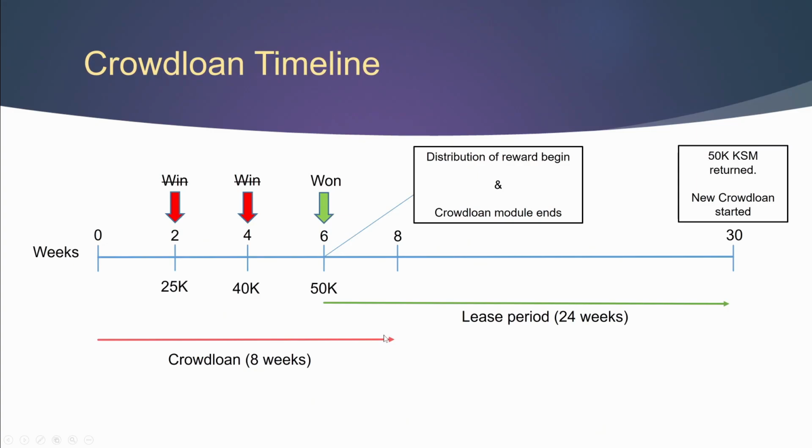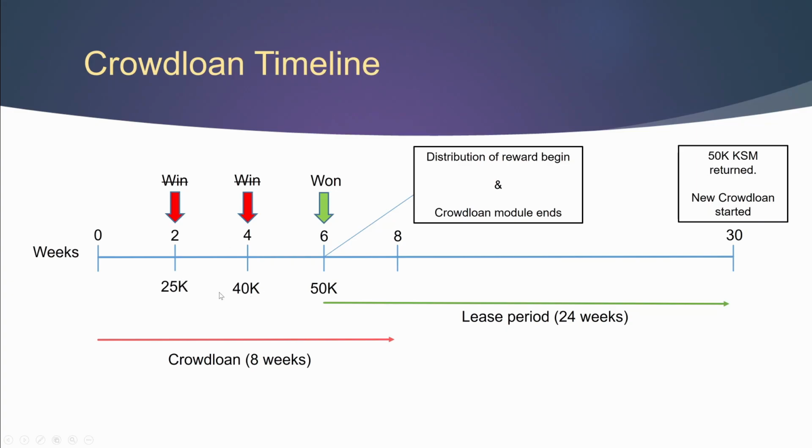Okay, so let's take a look at this timeline. We have a project that is running a crowdloan for 8 weeks. And we can see after 2 weeks, they have gathered 25,000 KSM. Unfortunately, the project didn't win. So the project doesn't need to go and gather funds all over again.